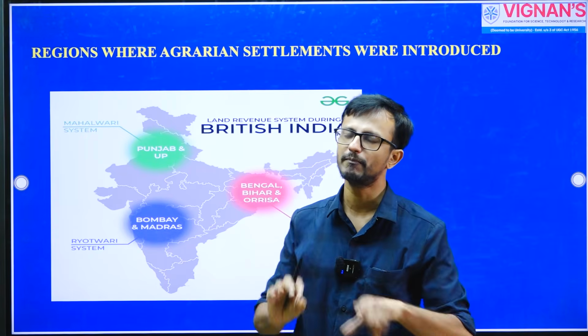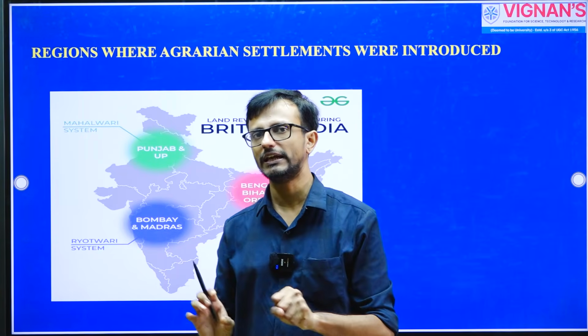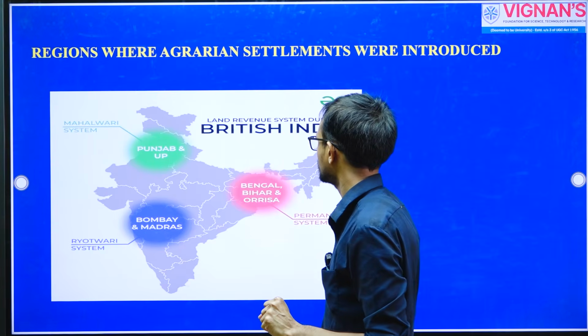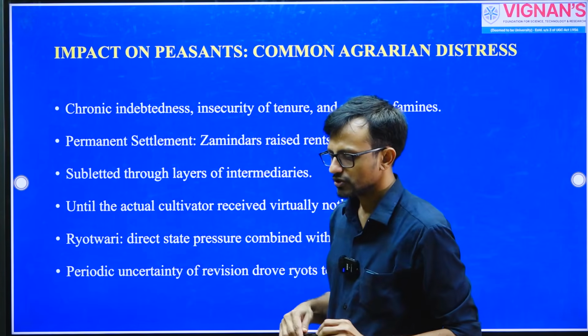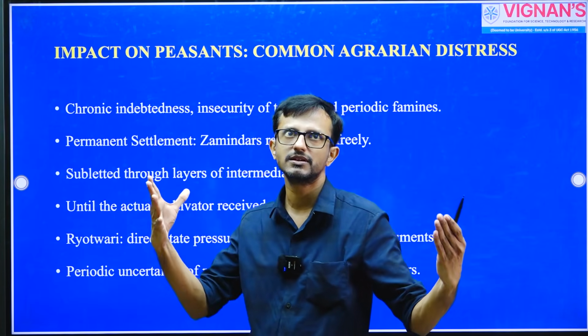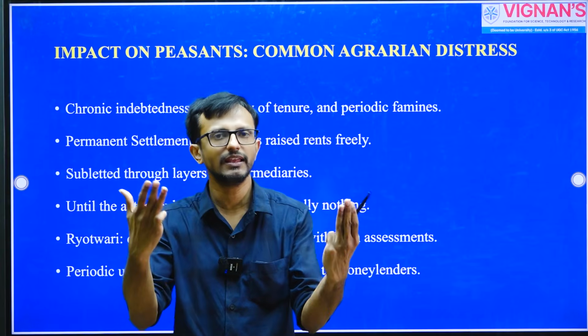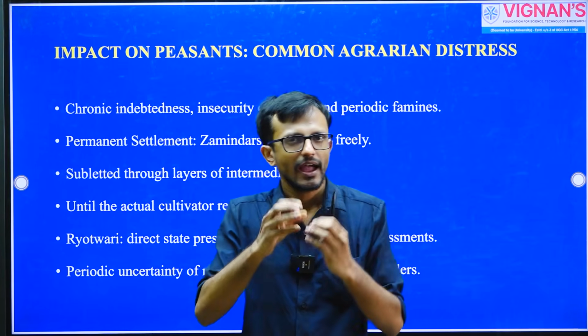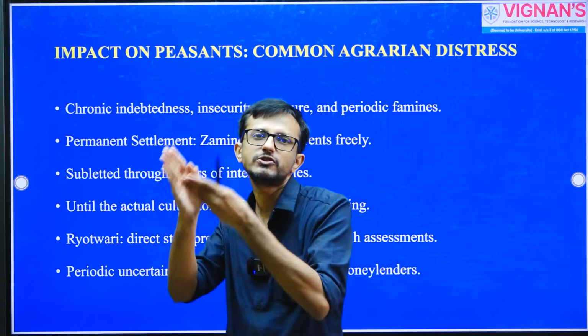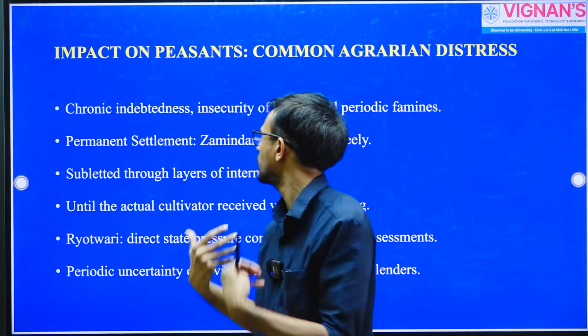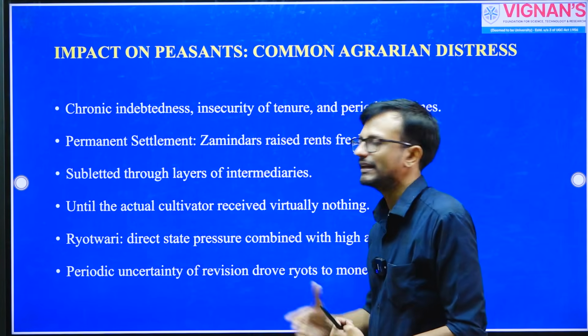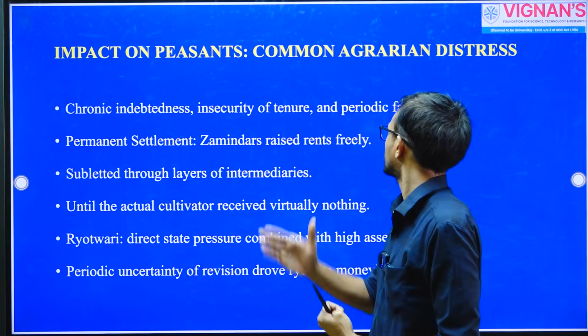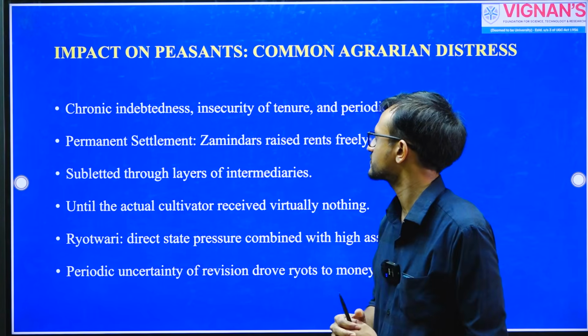So these settlements were implemented in different regions of India, right? That we need to remember. So we had analyzed the aspects of these three main revenue settlements. Now we'll discuss the impacts, and I might have highlighted them during the course of the presentation, but we'll do an overview of that. Chronic indebtedness, insecurity of tenure, periodic famines.